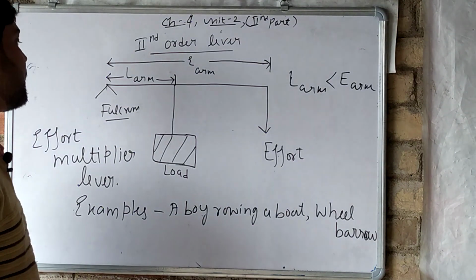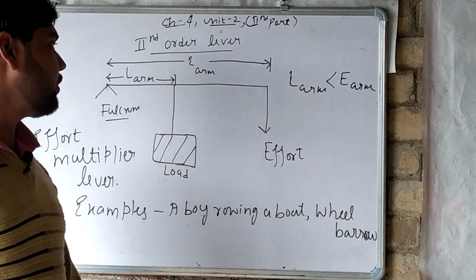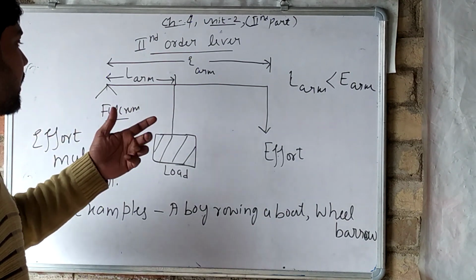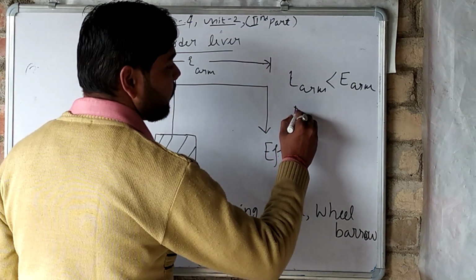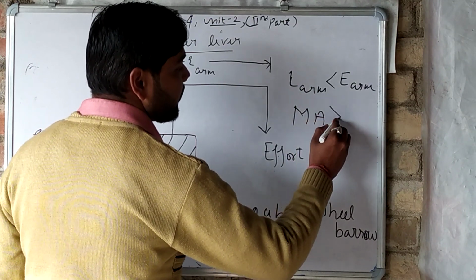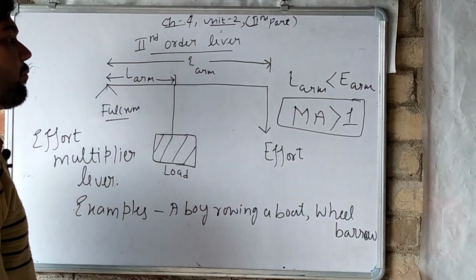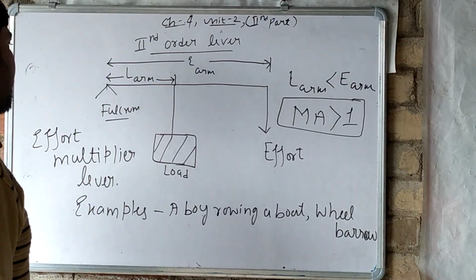And this is the second order lever in which the fulcrum is at one end and effort is at the other end, and load comes in between, because of which the load arm is smaller than the effort arm. So by applying very less effort we can uplift heavy loads, okay. That is why it is called effort multiplier. And the most important thing, mechanical advantage is always greater than 1 in the case of the second order lever, okay.